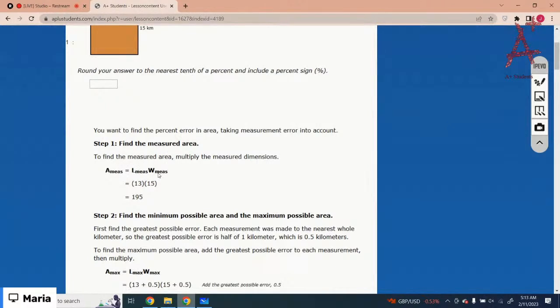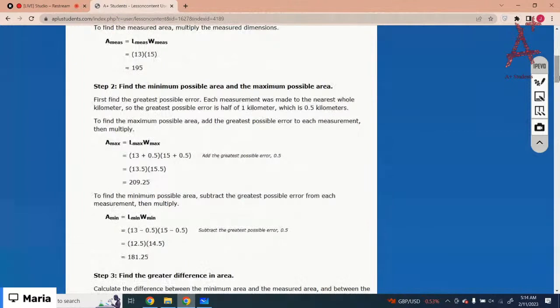You have to do 13 times 15 for the minimum and maximum area. You have to calculate area max. That would be length times width. The area is a whole number, so add 0.5 and multiply them. For the minimum area, subtract the 0.5 and multiply them. Now you have to find the greater difference in area.